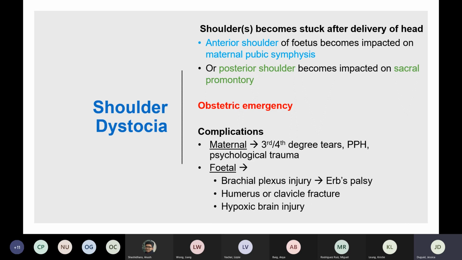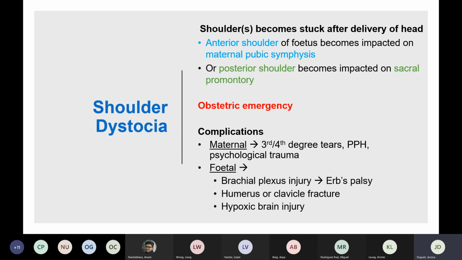So some complications for the mother are having a 4th or a 3rd degree tear. Anyone know what is a 4th or 3rd degree tear? What are those 2 categorized as? Yeah, so in 4th or 3rd degree tears, you have injury to the anal sphincter, and these tears should be repaired in theatre, and they need to be monitored and followed up by an obstetrician or gynecologist, normally obstetrician. So you make sure that you get them followed up basically. And you try and avoid tears in this situation by doing an episiotomy, basically.